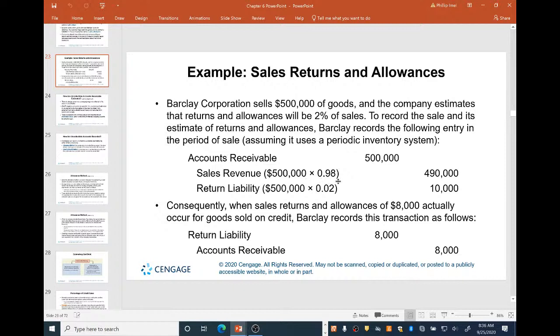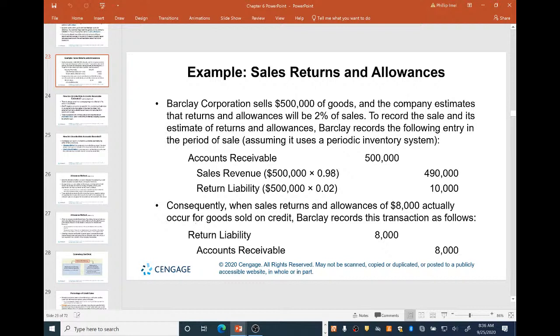So that'd be 0.98. And so that's going to give us 490, and then the return liability is the 2%, right? We estimate that 2% of these goods sold is going to be uncollectible. So we're just setting up our allowance for doubtful accounts. That's what this is right here. Return liability is 10,000, right?